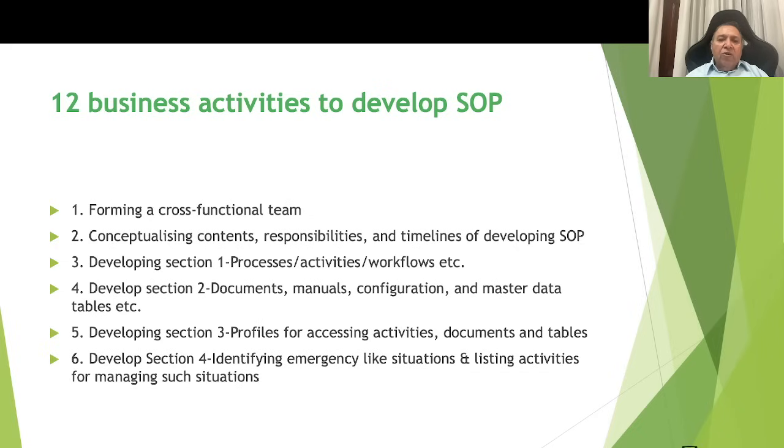Third is developing section one, which primarily includes the processes, activities, and workflows. Section two, which includes documents, manuals, and configuration and master data tables. Section 3 is profiles for accessing the activities or documents or fields in the configuration tables or master data tables. And section 4 is identifying emergency-like situations and listing the activities which will need to be performed in case there is a total emergency-like situation, like earthquake or total breakdown of the computer systems.